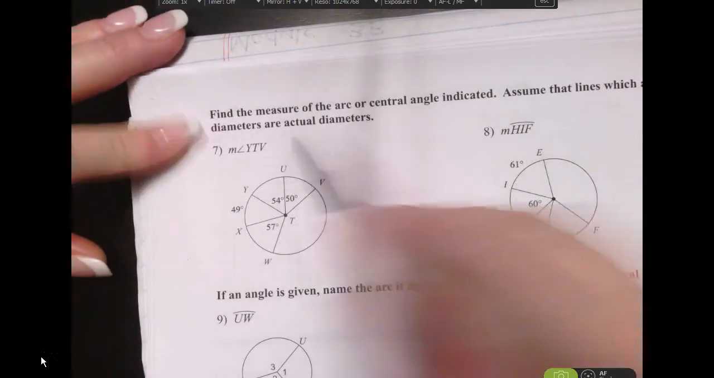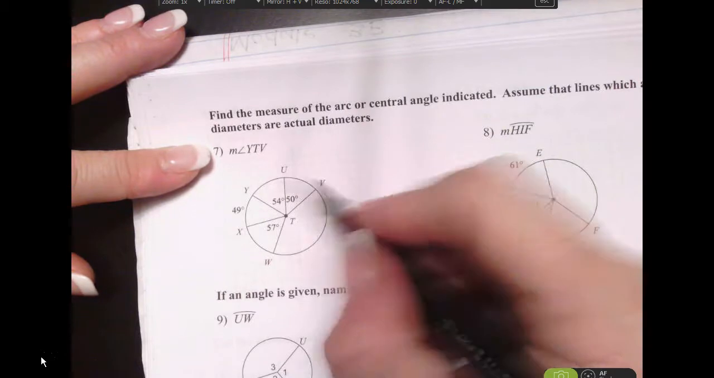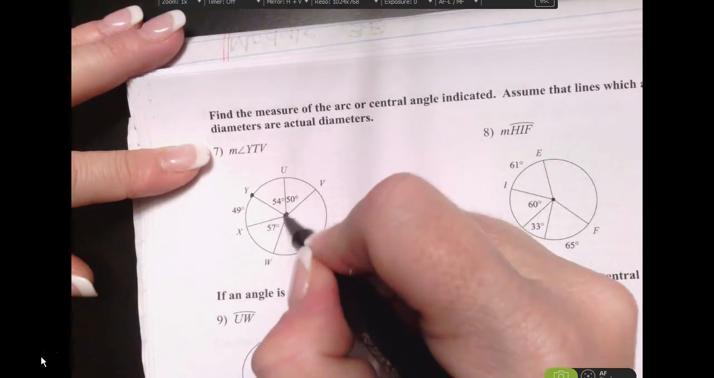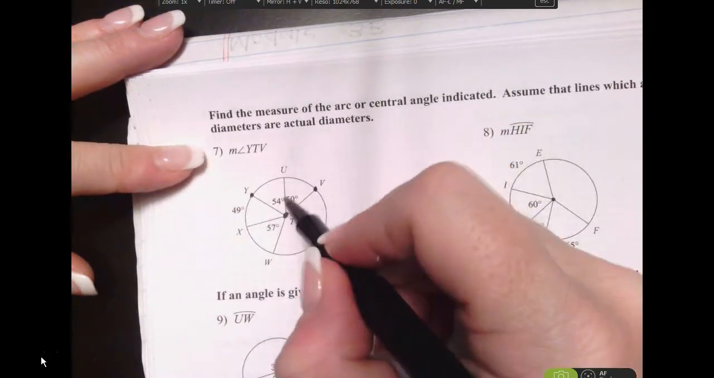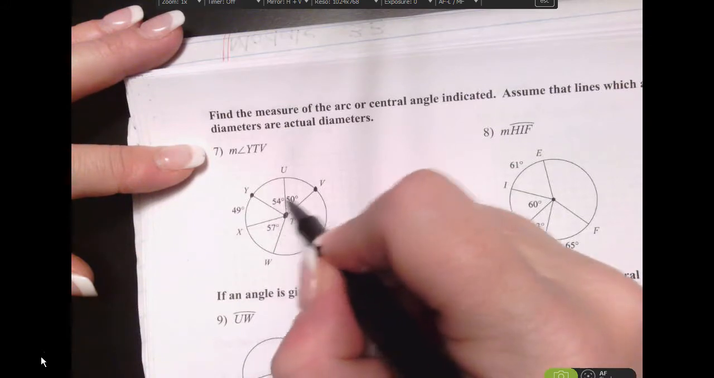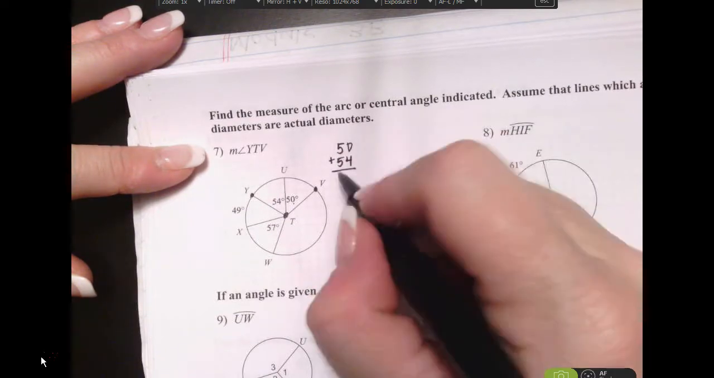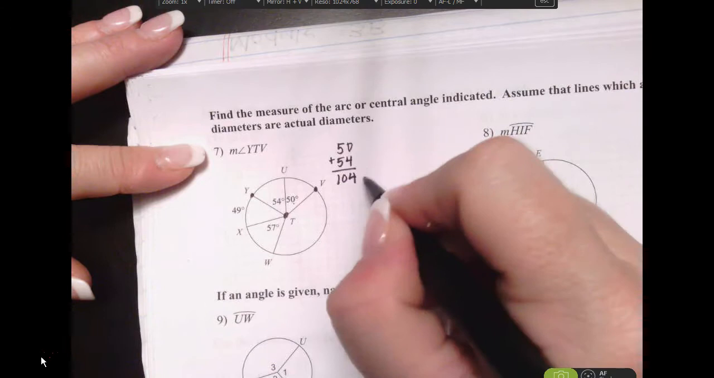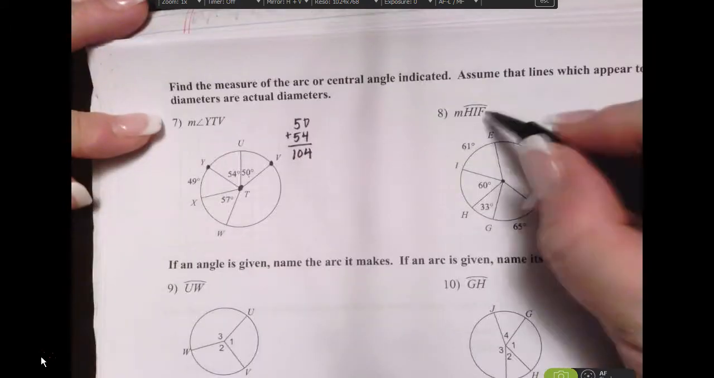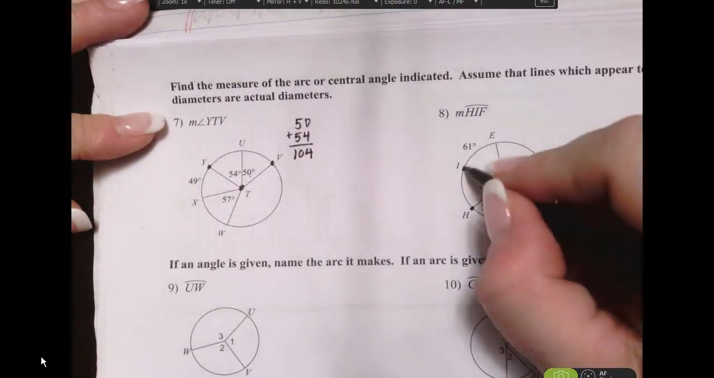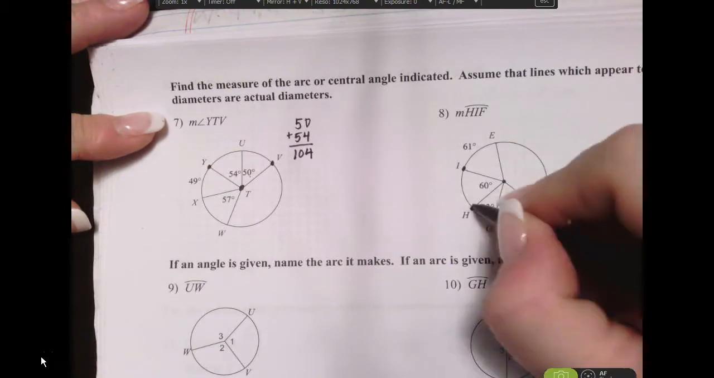Number 7, we have to find some different arcs or central angles. So I'm looking at YTV. So y, and then t is the center, v. So that's the angle that I'm looking for, and it's composed of this 50 and this 54. So that's like an angle addition postulate. So that equals 104.